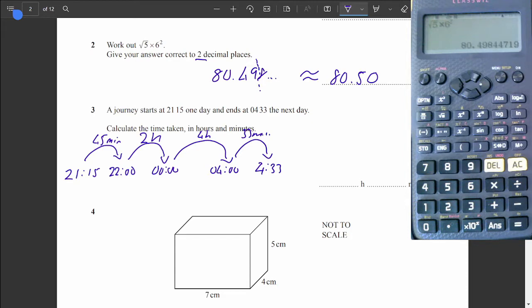Okay, let's add that up. That gives us 6 hours, and 45 plus 33 gives us 78 minutes. Okay, of course, that makes up a whole other hour. So if we subtract 60 from that and add the hour there, that will give us 7 hours and 18 minutes.